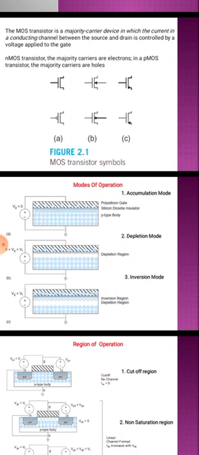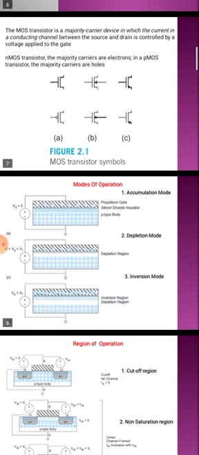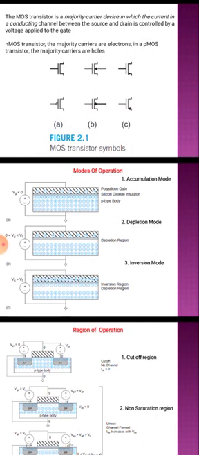Or we can also use another symbol to represent both N-channel as well as P-channel MOSFETs. In N-channel MOSFET, usually the arrow mark comes in the outward direction in the source terminal. But in P-channel MOSFET, the arrow mark comes in the inward direction in the source terminal. These are all the basic symbolic representations of N-channel as well as P-channel MOSFET.